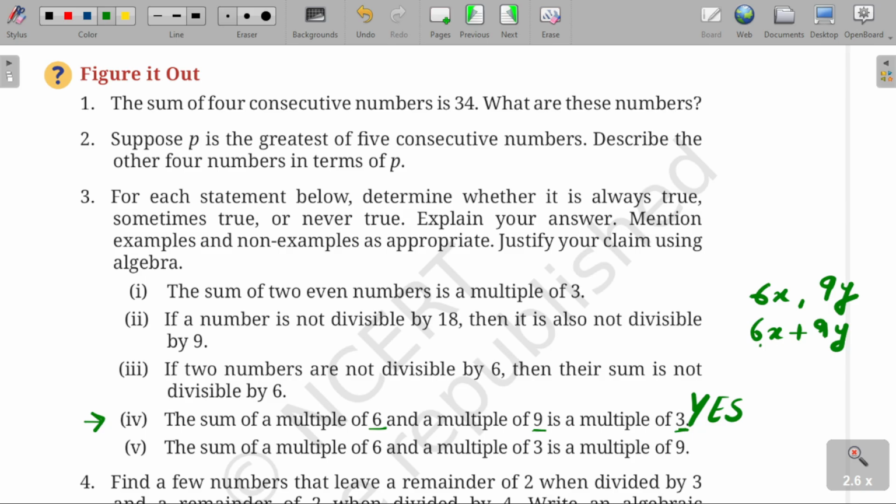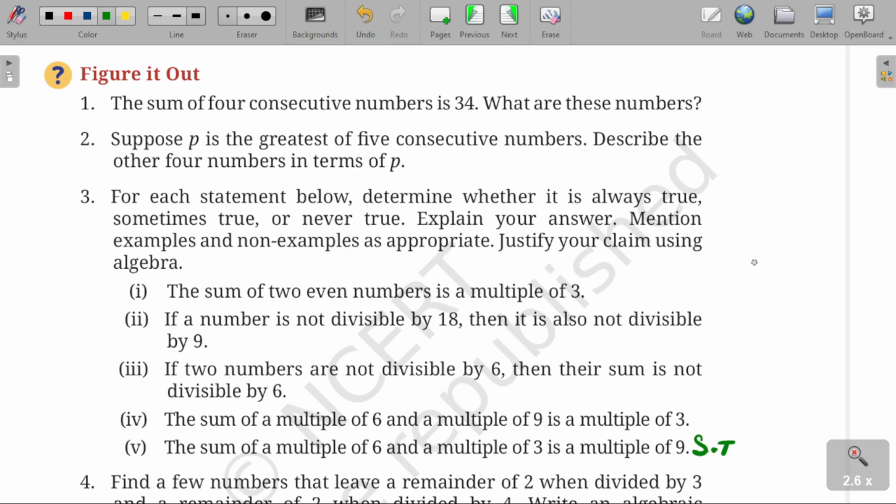So which thing is common among them? 3 is common among them. 2x plus 3y. So obviously this term is a multiple of 3. Right? This is true. Last part, the sum of a multiple of 6 and a multiple of 3 is a multiple of 9. Okay. So this is sometimes true, ST, sometimes true. How? See, for this. This is sometimes true. I'm writing here.